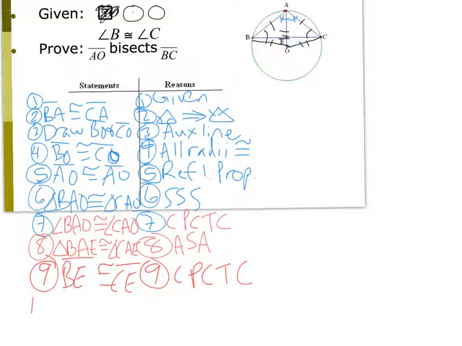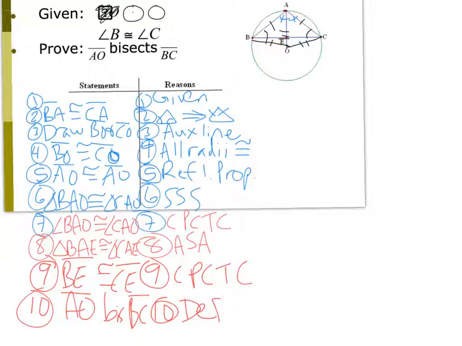And once I have that, I've got AO bisects BC, oops, 10, not 9. And that would be by definition of bisect. Woo! That proof was quite the doozy, children.